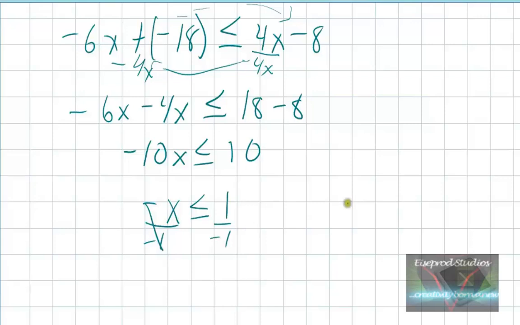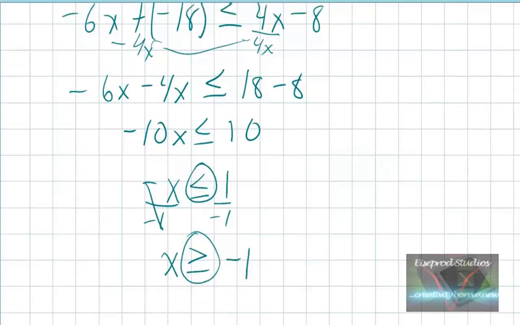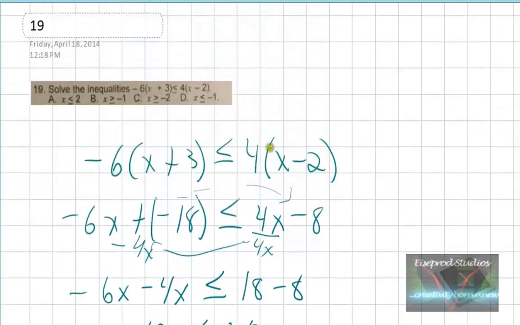But remember that when you divide by a negative number and you're working with inequalities, you're going to have to change the sign. So instead of being less than or equal to, now it's greater than or equal to, and this is negative 1. So x is greater than or equal to negative 1.